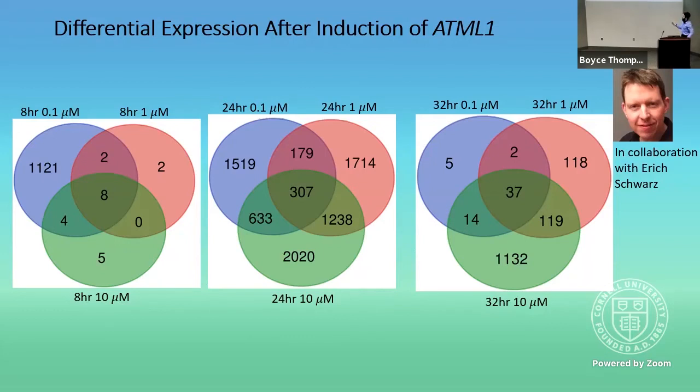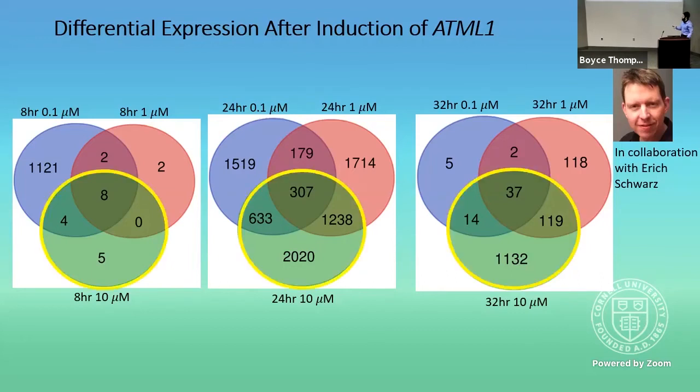And this is just a Venn diagram showing the numbers of genes that showed up in all three sets. But for the purposes of this presentation, we'll just focus on the 10 micromolar sets.